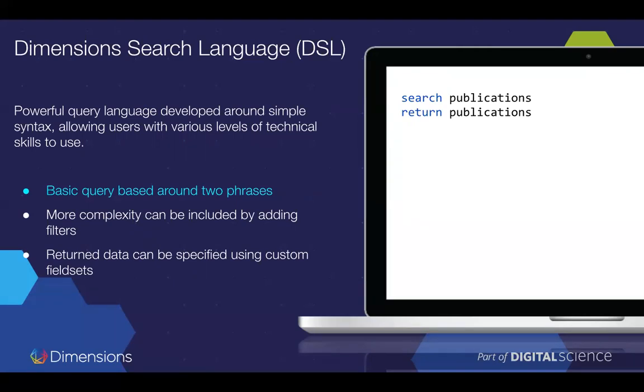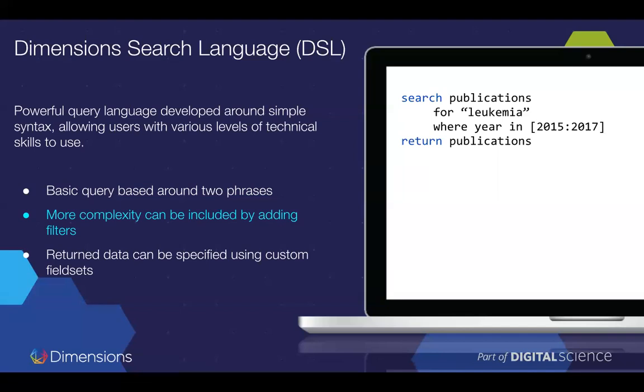In this case, for example, I'm searching for publications, but you could be searching for any of the other major content types we have within Dimension. So, grants, patents, clinical trials, and so on. So you can search and return objects. Of course, that doesn't do anything too interesting. So normally you would put in keywords to search for in the full text of the documents.